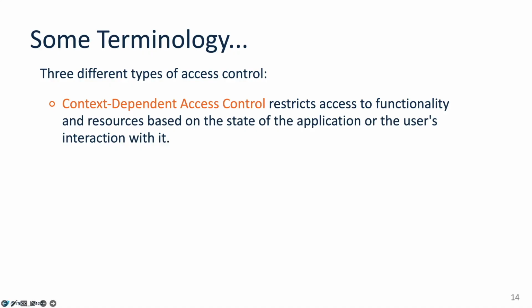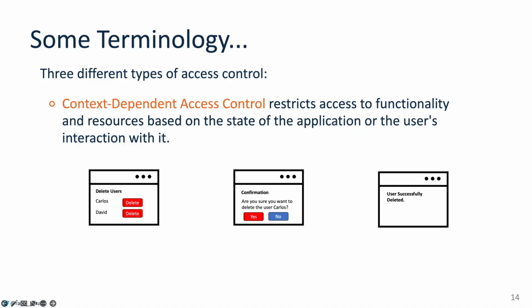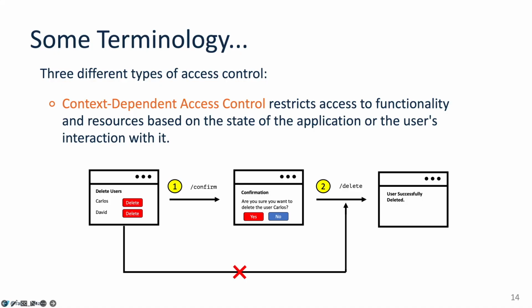The third and last type of access control is context-dependent access control. This type of access control is used to restrict access to functionality based on the state of the application or the user's interaction with it. So imagine you have a multi-step process for deleting users. The first step is to click on the delete button. When you do that, it initiates a request to the backend that asks you to confirm if you really want to delete that user. If you do, you click on the yes button and that initiates a second request that deletes the user. Now, context-dependent access control prevents a user from performing actions in the wrong order.